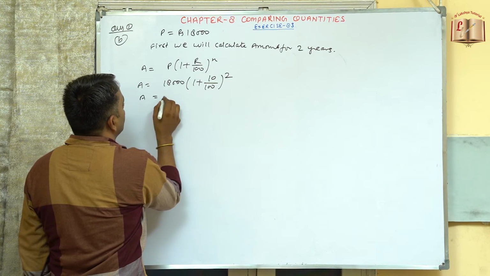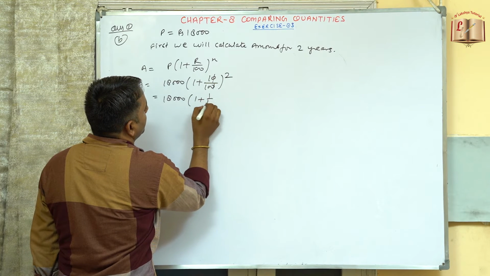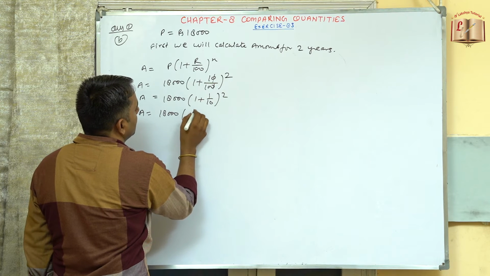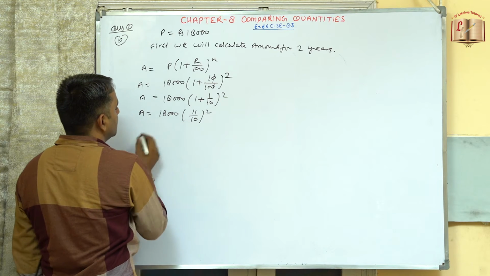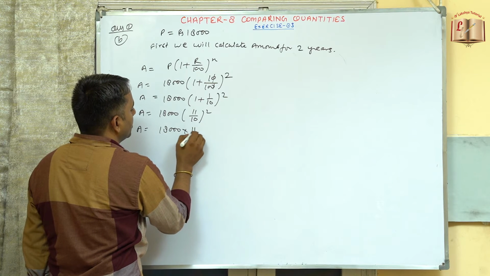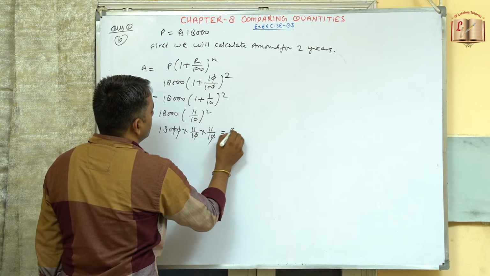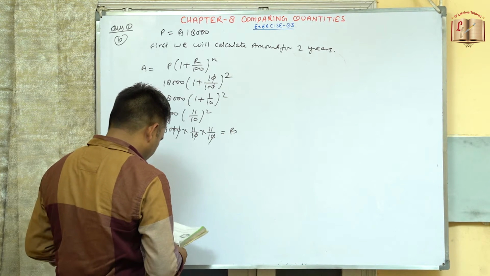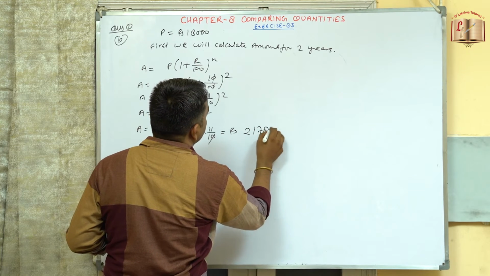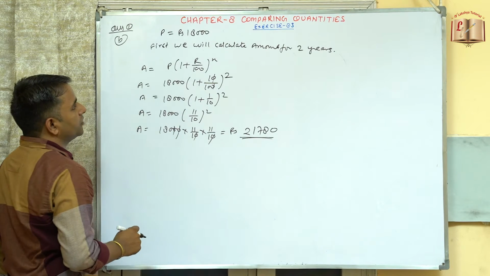So this is equal to 18,000 times 1 plus 1 by 10 to the power 2. So A is 18,000 times (11 by 10) whole squared. So A will be equal to 18,000 into 11 by 10 into 11 by 10, the zeros cancelled. So on multiplication we got 21,780 rupees.